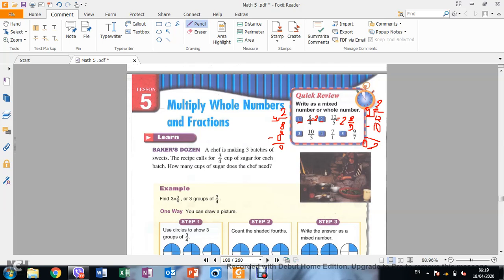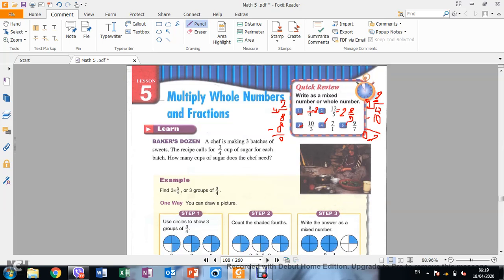This is from the last lessons. Number 3, 4, 5: solve at home. Okay, today we want to talk about multiplying whole numbers and fractions together.